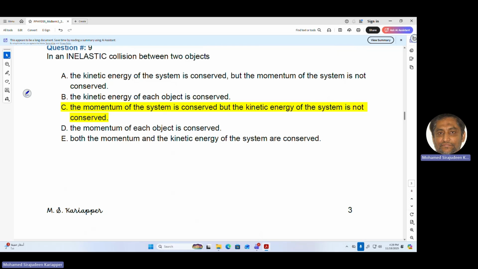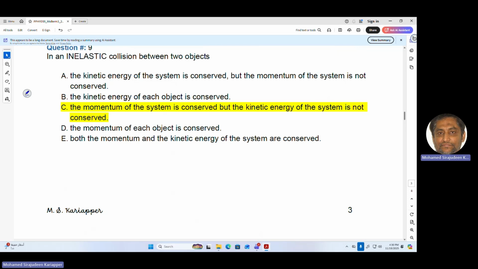But sometimes when they make multiple choice questions, you see perfectly elastic. But when you say elastic collision, it means it is perfectly elastic. There is nothing other than that. Elastic collision means 100% elastic. To say something is elastic and something is perfectly elastic is just wrong. You shouldn't say that.